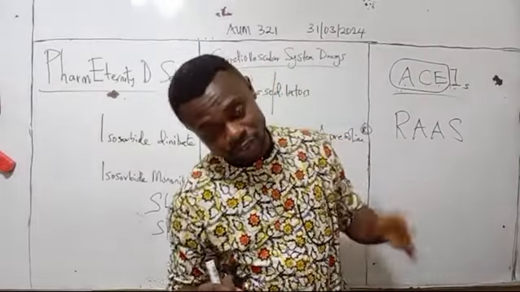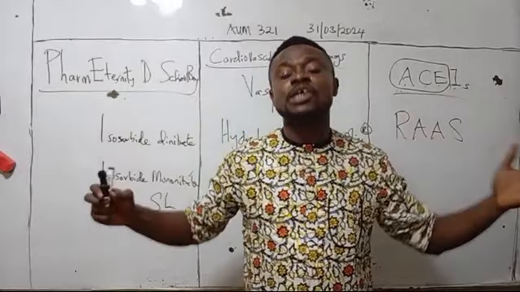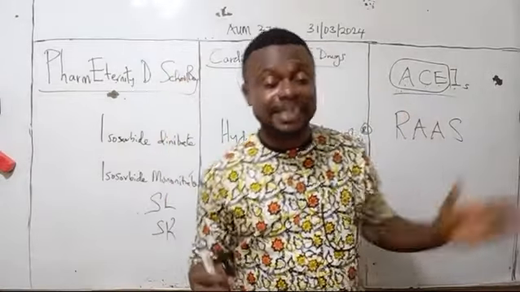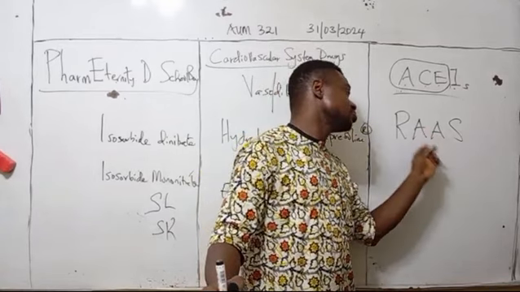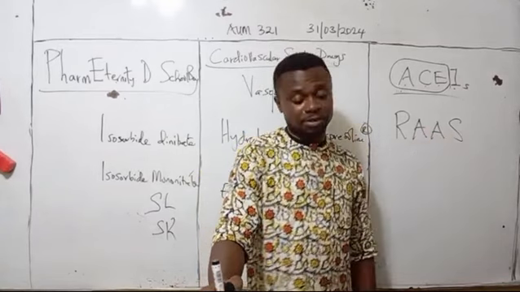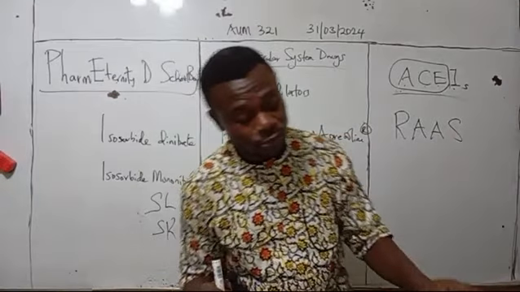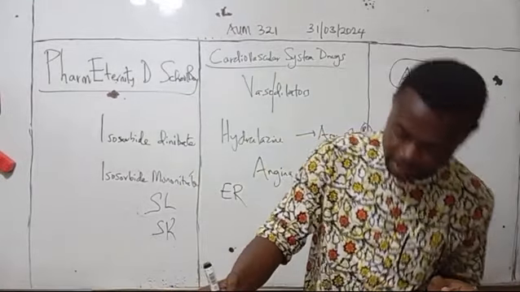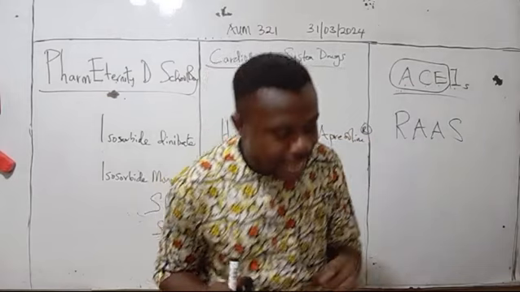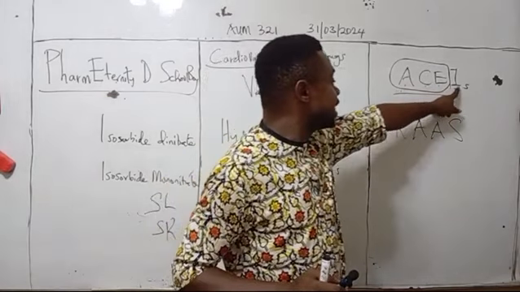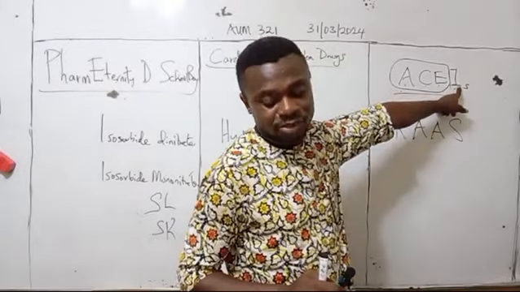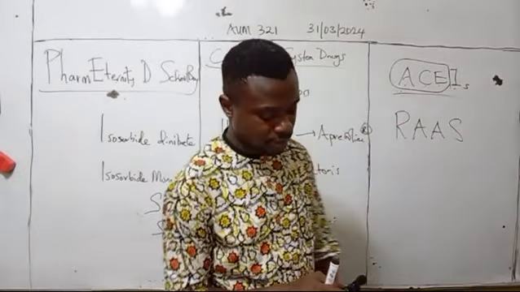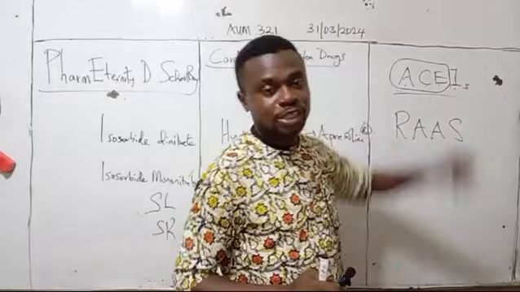So there will be no angiotensin 2 to bind to the receptor. This prevention of converting angiotensin 1 to angiotensin 2 is the point of action of these ACIs, angiotensin converting enzyme inhibitors. Remember that angiotensin 1 has no effect on the blood pressure, but they prevent conversion of angiotensin 1 to what? Angiotensin 2.